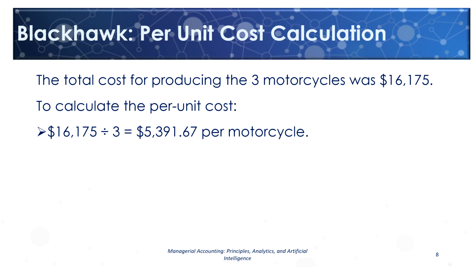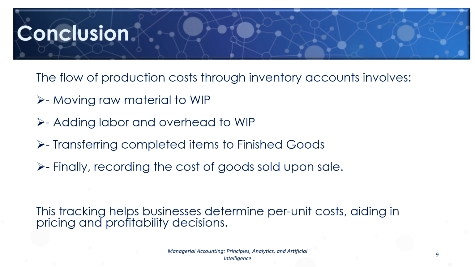You might write down the total production cost of $16,175. Now we calculate total cost per unit. Blackhawk produced 3 motorcycles at a total cost of $16,175 for the batch. So the per unit cost is $16,175 divided by 3, which equals $5,391.67 per motorcycle.